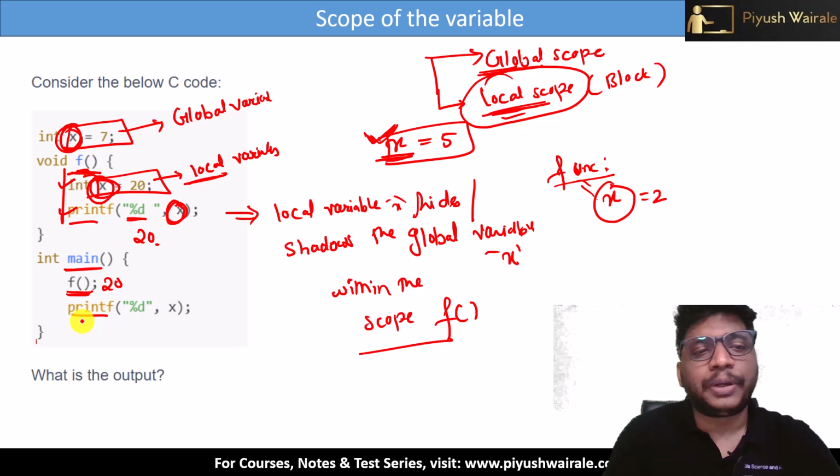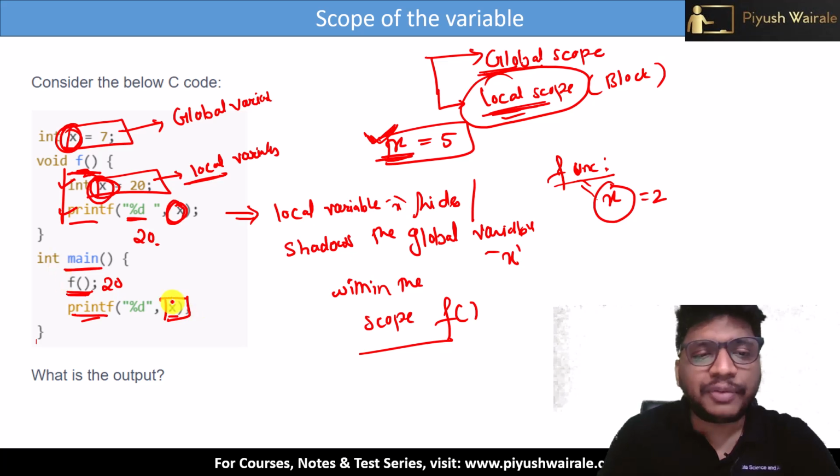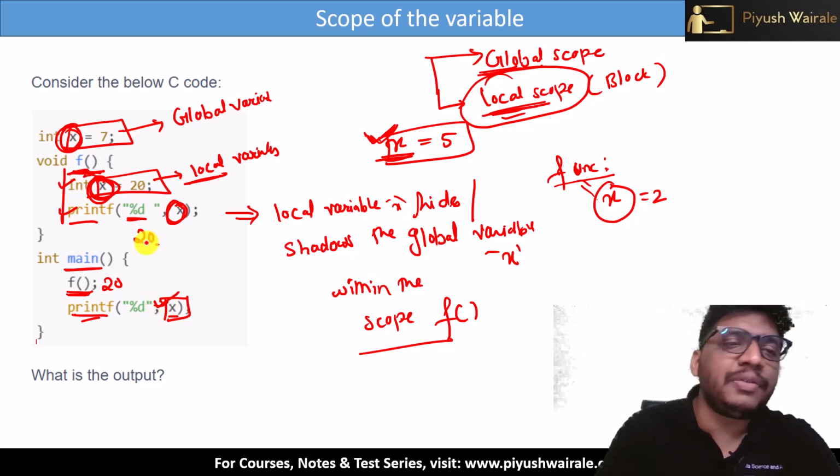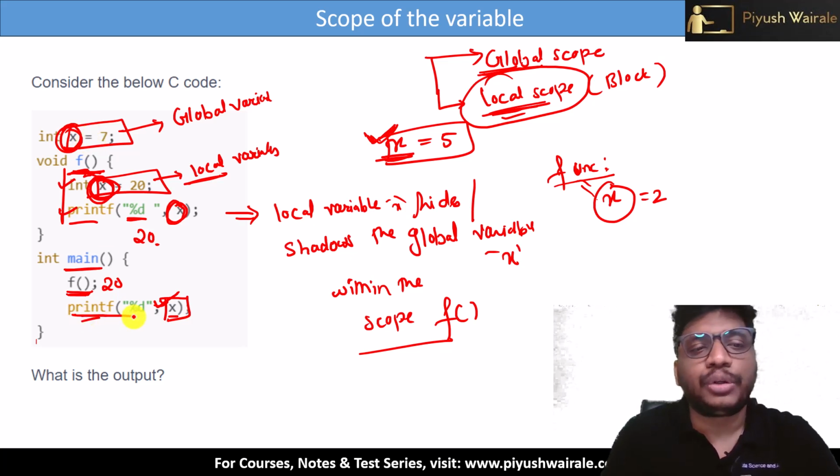And then we are going to printf percent d, x. Now what is the value of x at this particular point of time? Here we have not defined any x inside this main function, right? So which value will this x take, this 20 or 7? As we discussed, the scope of this variable is limited to that particular function only. Here the value of x will be the global variable that we have declared, that is basically x equals 7. So here the output of printf percent d comma x will be 7.